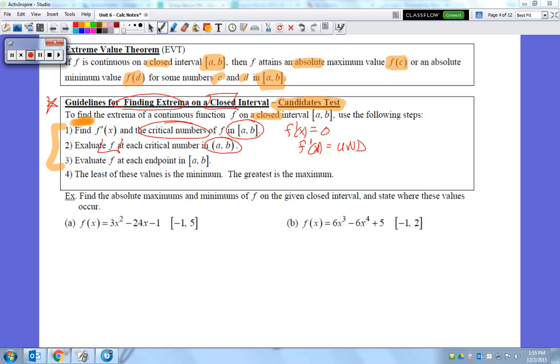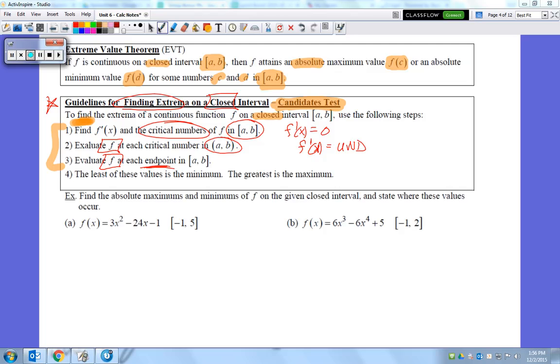So if I'm evaluating f on each critical number, what am I going to do when I find these critical numbers? I'm going to plug them into what equation? The original one. Because the original one will tell me what was its height, what was its volume, what was its area at that point in time. Do you understand? So here we go. Evaluate f at each endpoint.